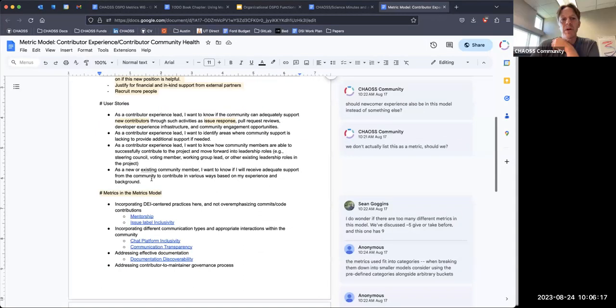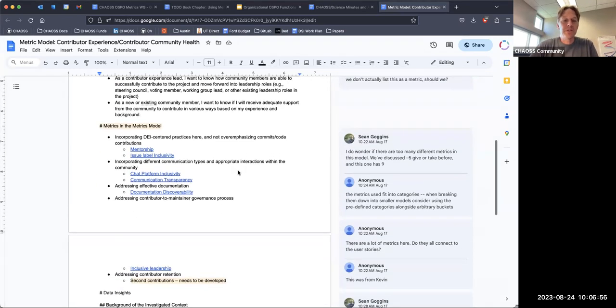I also tried to rework the user stories to bring them down a little, from the perspective of the contributor experience lead. Again, I think a lot of these should be pretty familiar, even to us here in the CHAOSS Project. If we're not running a scientific community, I think the questions are quite similar. Take a look at why you would care about understanding the contributor experience within your community. So I think it's all good through there.